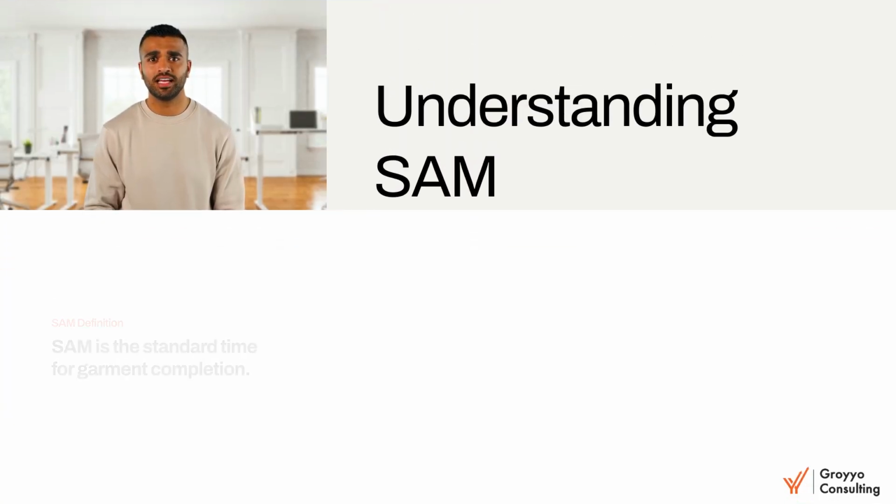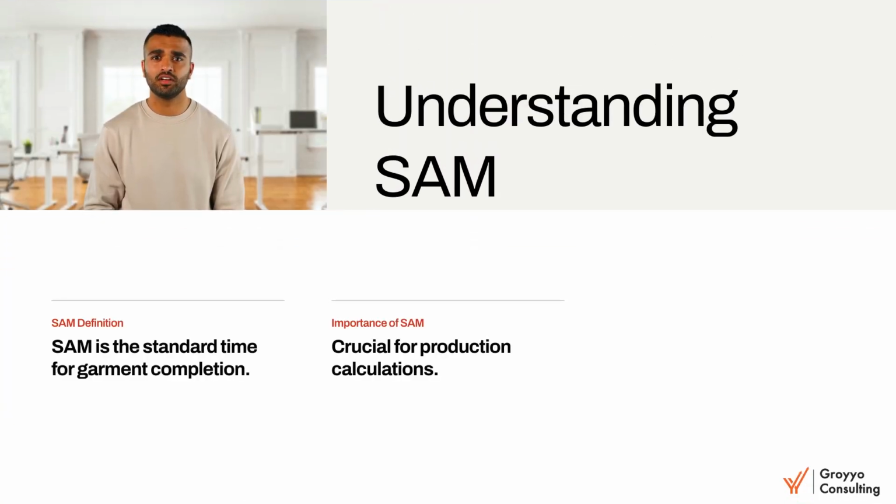Next, determine the SAM for the garment being produced. SAM is the standard time for an operator to complete one garment. For example, if producing shirts and the SAM is 25 minutes, this value is crucial for calculations.